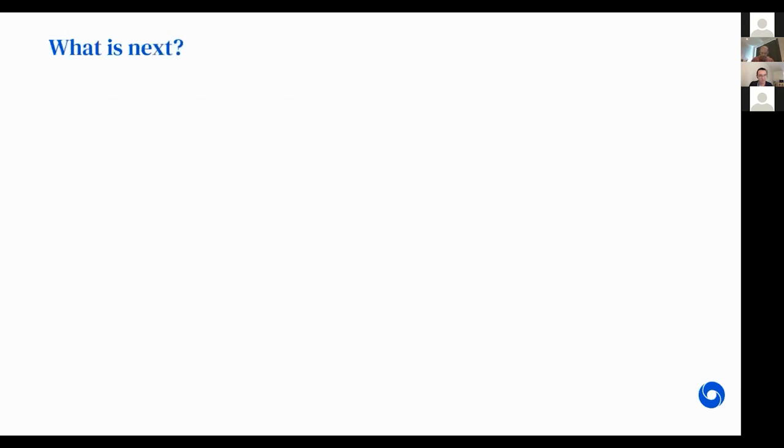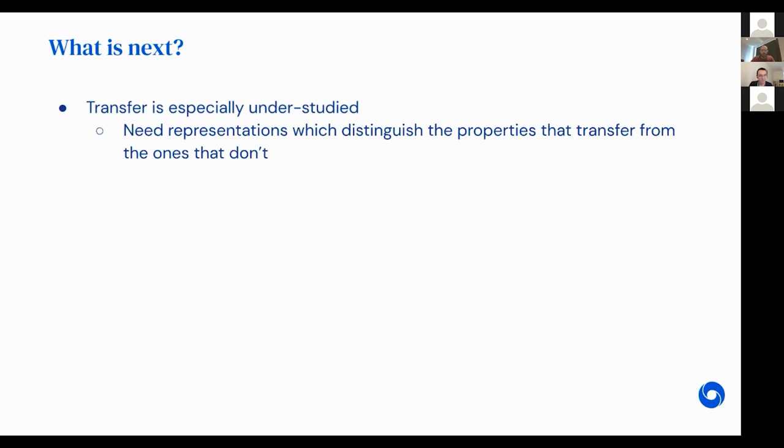And so what is next? That's the title of the workshop. Well, I think that transfer is a particularly understudied problem, and one that we should be paying more attention to. We need representations which distinguish the properties that transfer from the ones that don't, and I think self-supervised losses may be a good way to accomplish this.